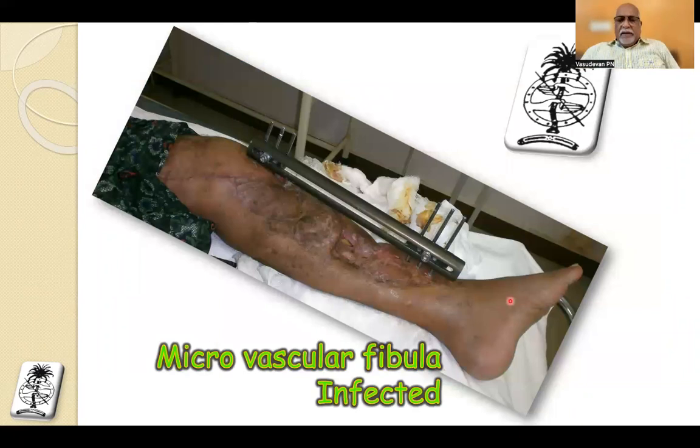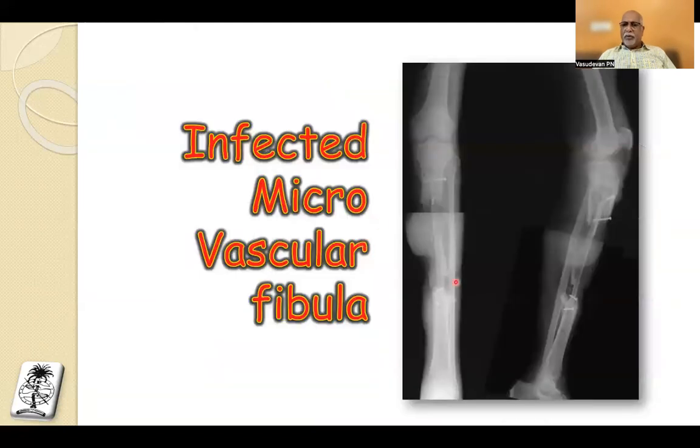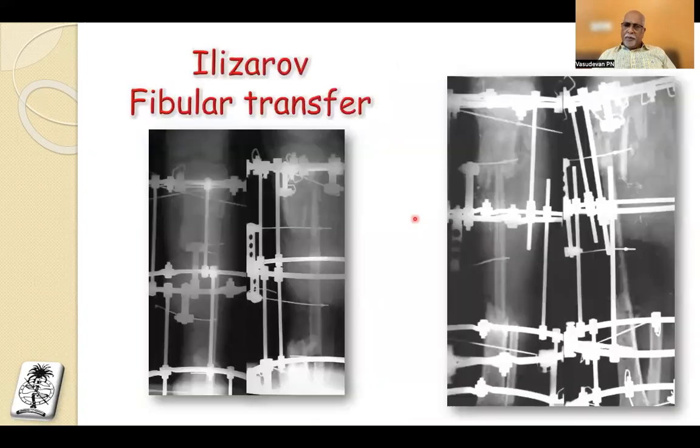So in certain situations like this, when the microvascular fibula, everything has been lost, you can see the microvascular fibula got infected. That was how the X-ray looked. But this patient had a normal fibula on this side. I decided to do an osteotomy at that level, another osteotomy here, and transfer the fibula slowly to the tibia. Tibialization of the fibula.